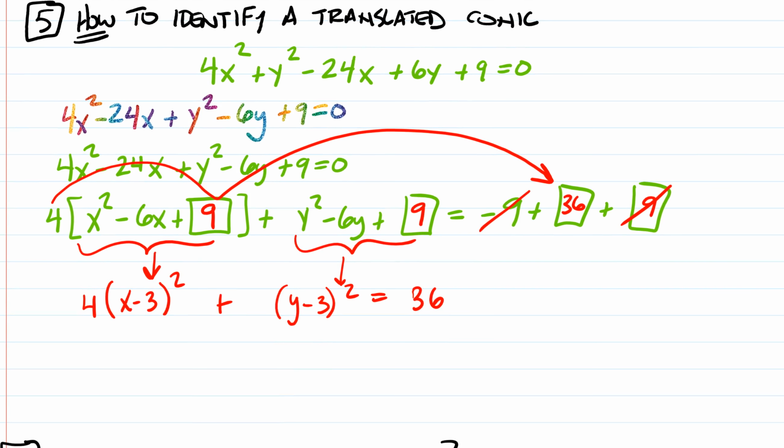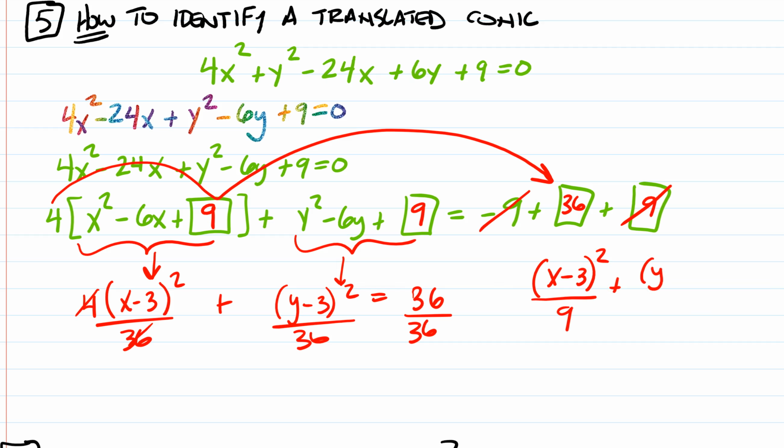So I'm going to move this up just a little bit. I'm going to divide both sides by 36. And so when I'm all said and done, I get 4 over 36 reduces to a 9th. So I get x minus 3 squared over 9 plus y minus 3 squared over 36 is equal to 1.